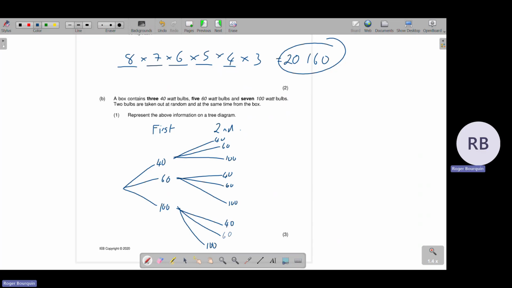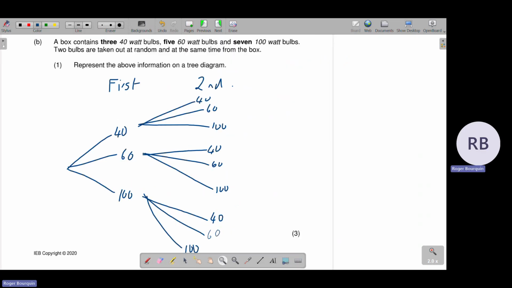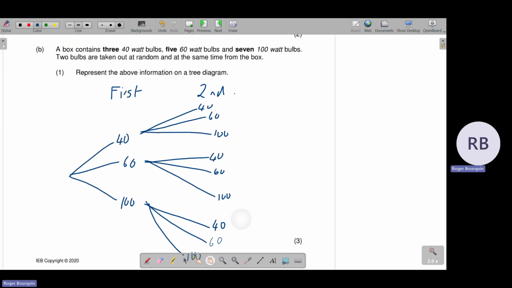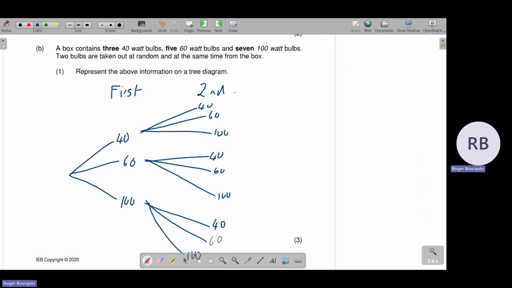And then you're going to put the probabilities on each branch, guys. So how many globes do we have in total? 3, 5, 7, you've got 15 bulbs, right? Of those, 3 out of every 15 is going to be a 40-watt bulb. In other words, the probability of getting a 40-watt bulb is what? 1 out of 5. You agree?